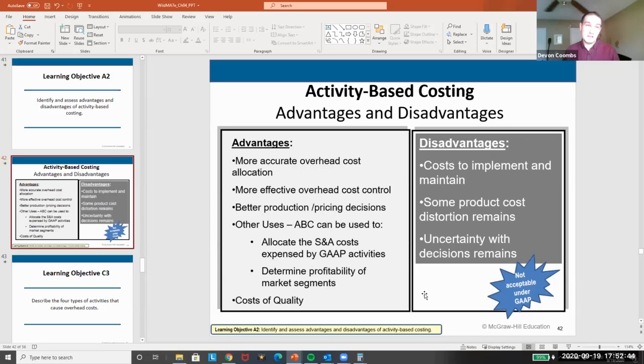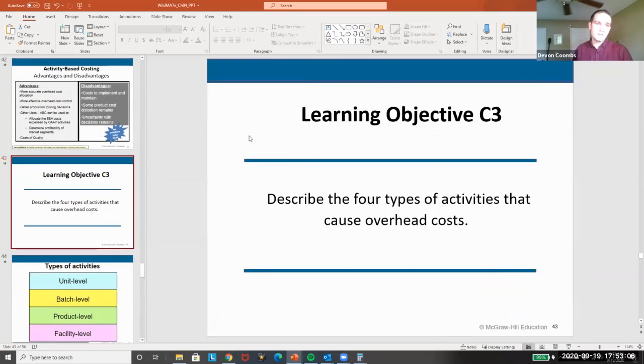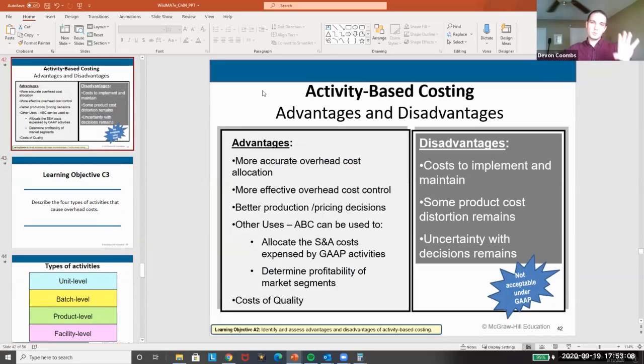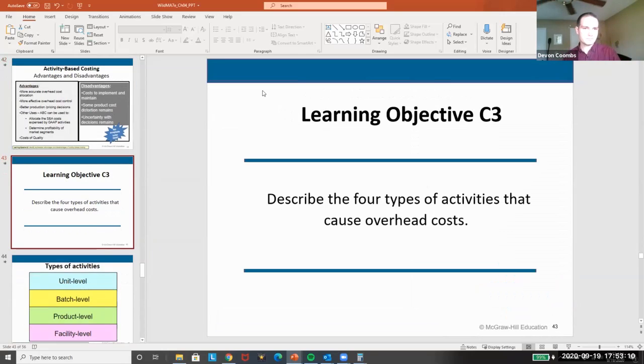And it's still uncertain. Unless we have a skilled team making sure that it statistically makes sense, it may not be beneficial because it could still be inaccurate. And ultimately, it's not acceptable under GAAP. So we're still going to have to report using a plant-wide method for generally accepted accounting principles for financial reporting purposes. So we'll be keeping two sets of books for our internal reporting and our financial reporting.